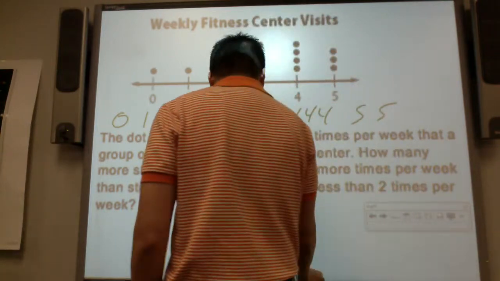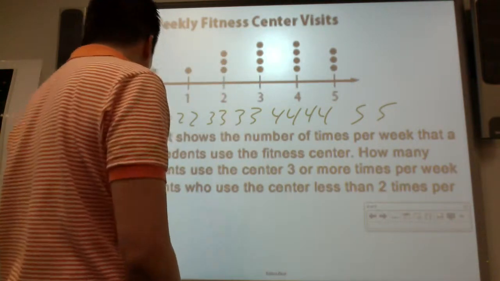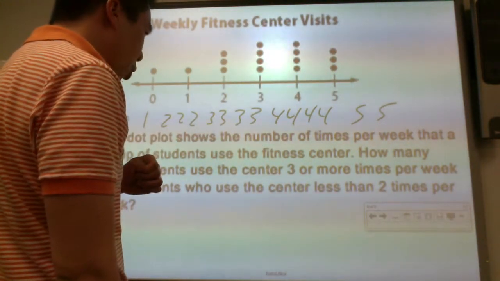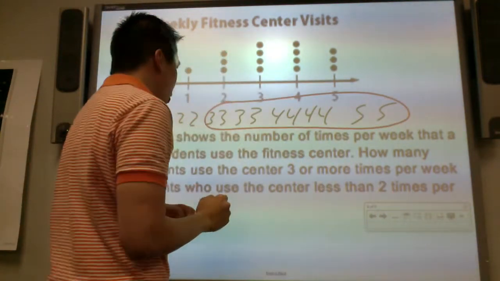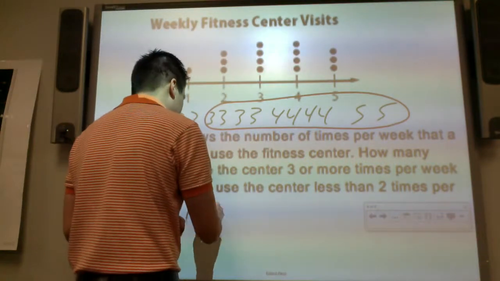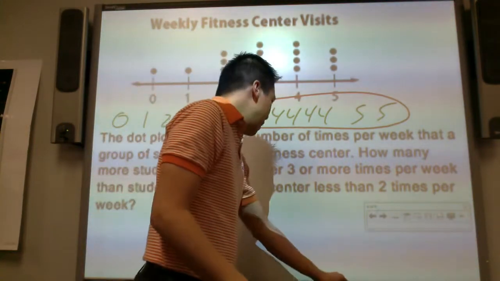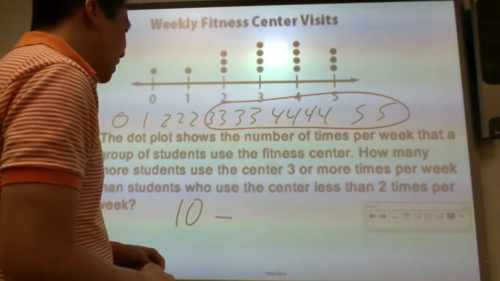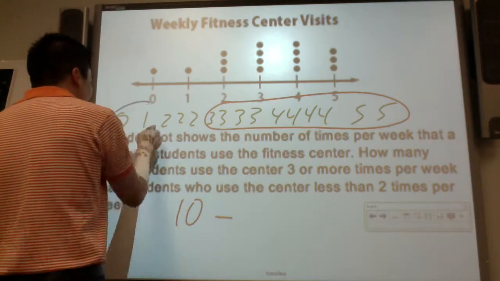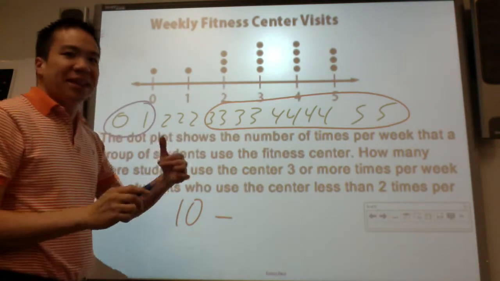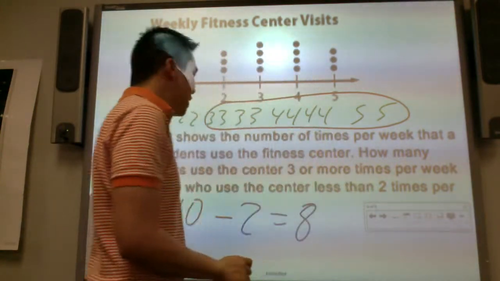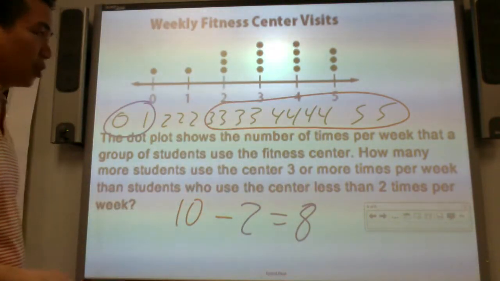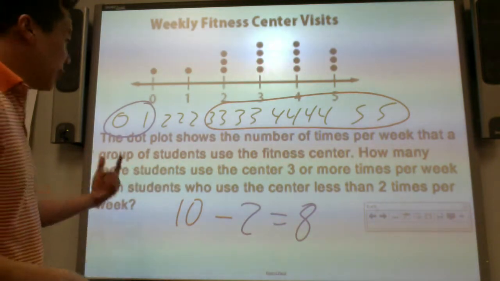So let me use different colors now. How many students use the center 3 or more times? All of these students. That's 4, 8, 10. Minus, how many students use the center less than 2? Can't be 2, it has to be less than 2. So the answer is 8. There are 8 more students who use the center 3 or more times per week than those who use it less than 2 times.